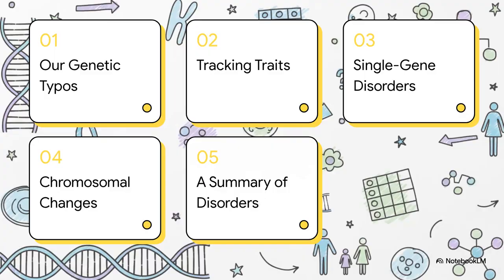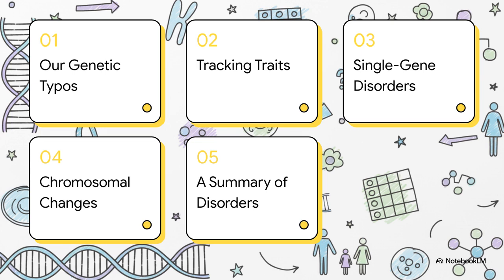genetic disorders. So what's the game plan? First up, we're going to figure out what these genetic typos actually are. Then we'll put on our detective hats and see how scientists track these traits through family trees. After that, we'll zoom way in on disorders that are caused by just a single misplaced letter in our DNA, before zooming back out to see what happens when entire chapters of the code go wrong. And finally, we'll tie it all together with a nice, clean summary.